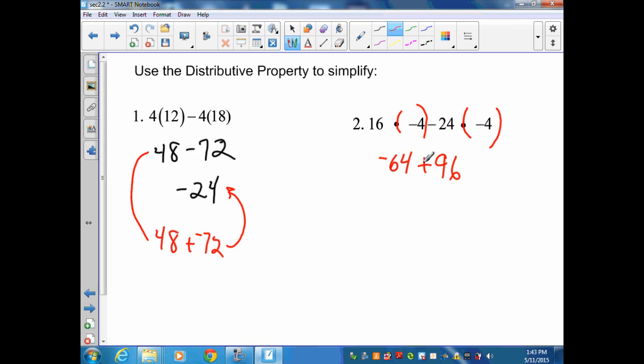You could bring down the minus sign, and then 24 times a negative would give me a negative 96. Then the double negative would make it positive. I'm trying to shorten that step up for you by going negative times a negative. Now, I know that this is a negative 64, positive 96, different signs. I want to subtract. I'm going to get 32. And when I subtract, I use the sign of the larger. 96 is bigger than 64. It's positive. Solution is positive.